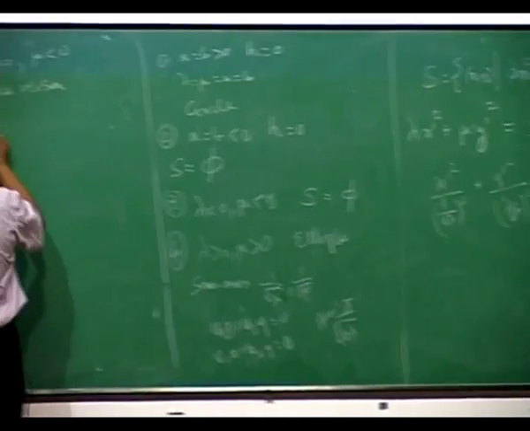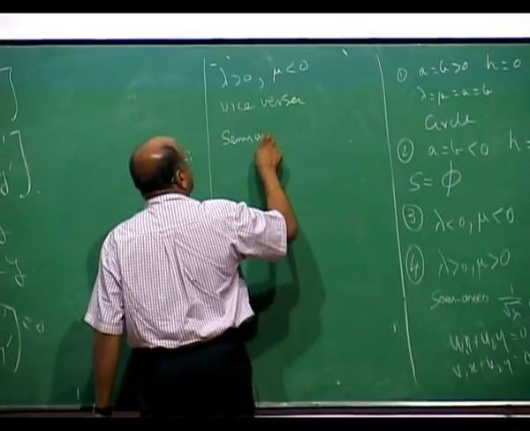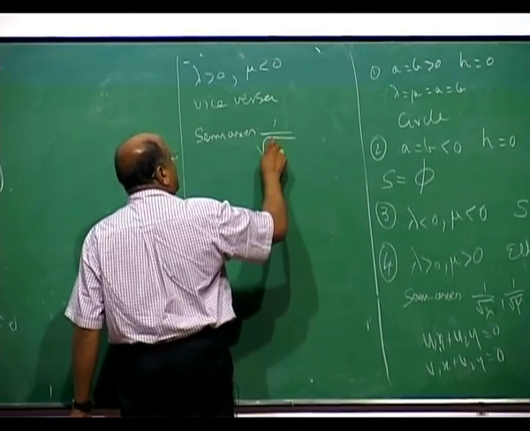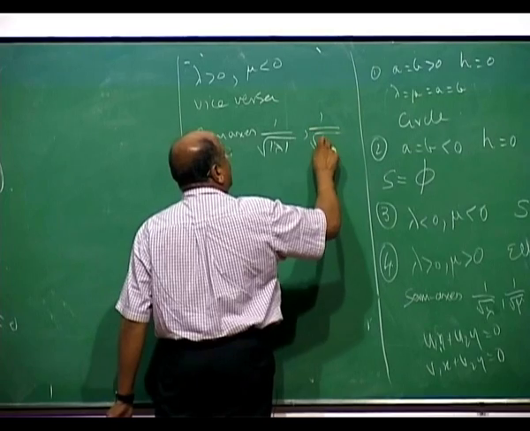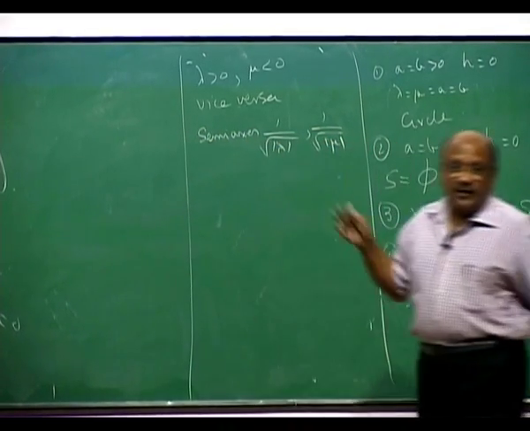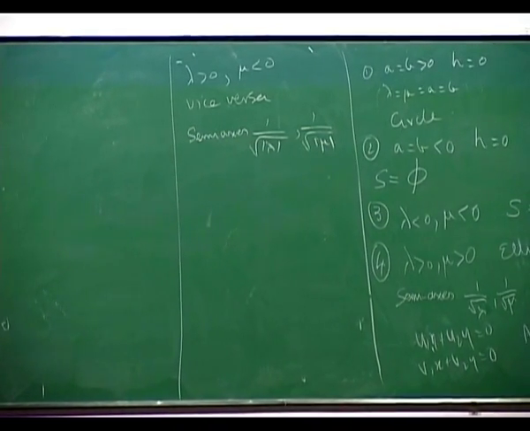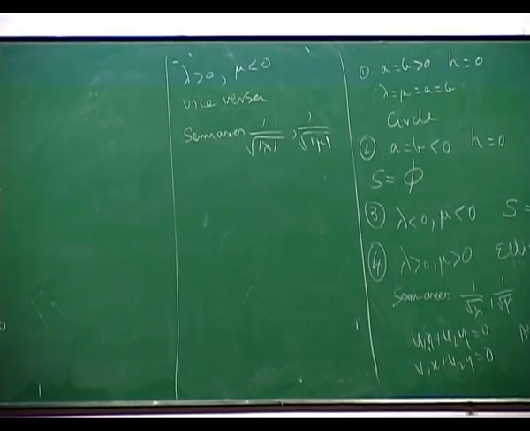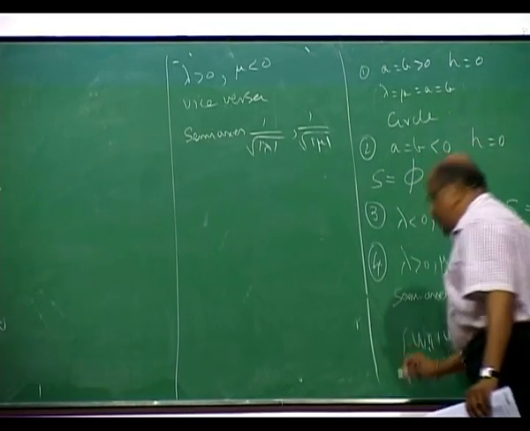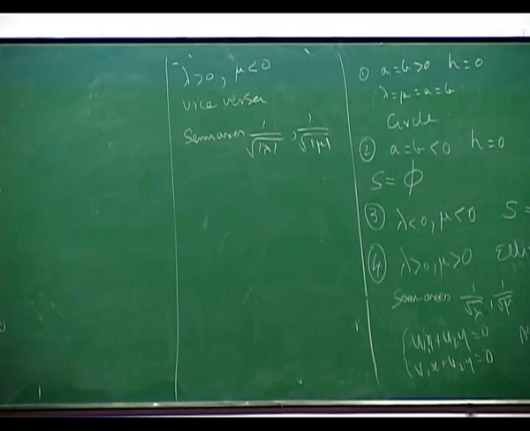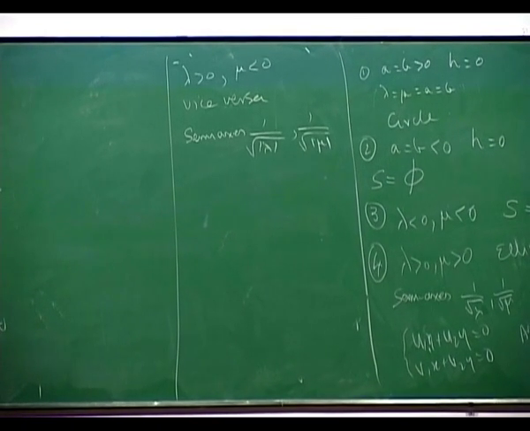So semi-axis 1 over root of mod lambda, 1 over root of mod mu. I am putting a mod because one of them is negative. And equations of the axis continue to be given by the eigenvectors.